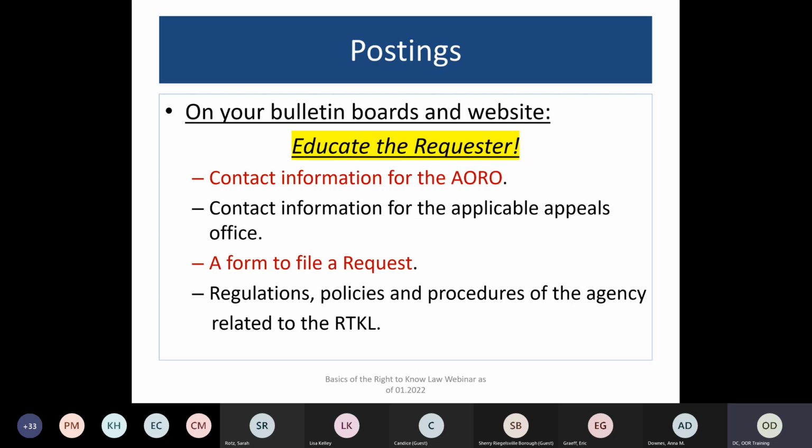Okay, postings. Yes, you're required to have postings physically within your facility, as well as a website. If you have a website, you're not required to have a website under the Right to Know law, but if you do, Right to Know information needs to be on there. It needs to list, first off hand, the contact information for the AORO.